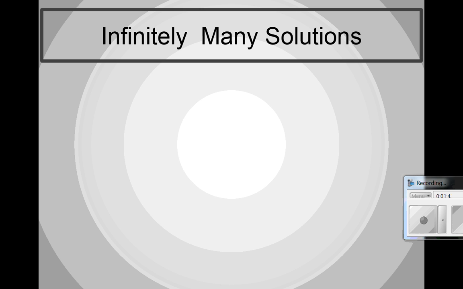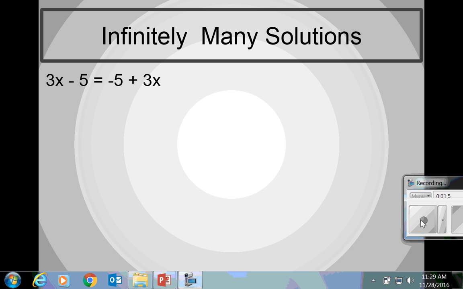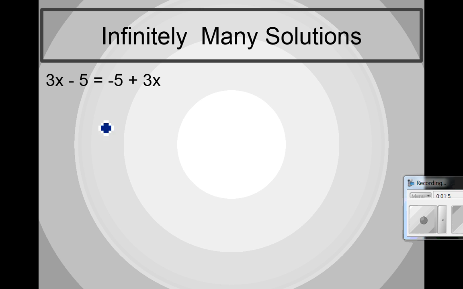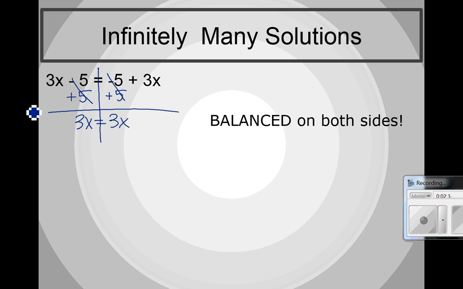Let's go to the next section, which is infinitely many solutions. And here is your equation. Go ahead and write it down and solve. When you solve this one, I would start with plus 5 plus 5. And I get 3x equals 3x because both of those will cancel out. And I can already see that I have a balanced equation. It is exactly the same on both sides.